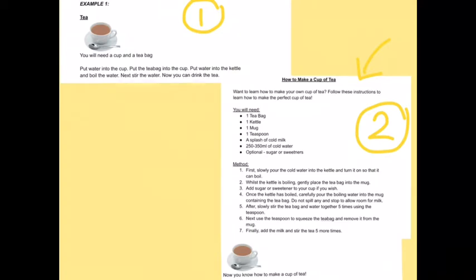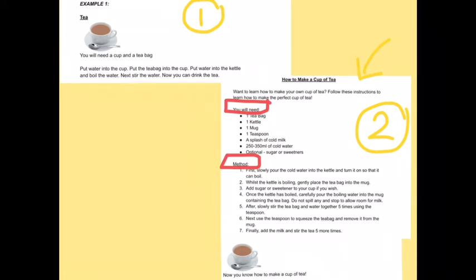Let's look first of all about the structure of the instructions, what they look like on the page. What's different about example 1 compared to example 2, about what they look like on the page? So example 2 has, first of all, a what you need section. Does example 1 have that? No. This tells you the things that you're going to need to make your cup of tea. It's also got a second section, a method section.